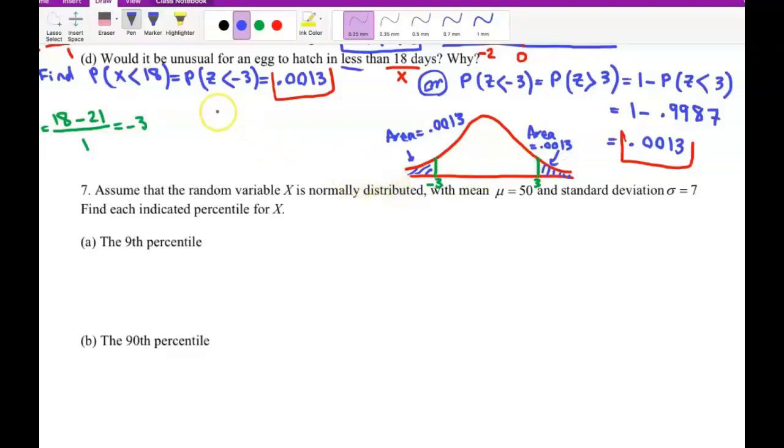Now it's asking if this one is unusual. Remember, if the answer was less than 0.05, then yes, that is unusual. So since we have 0.0013 less than 0.05, yes, unusual.